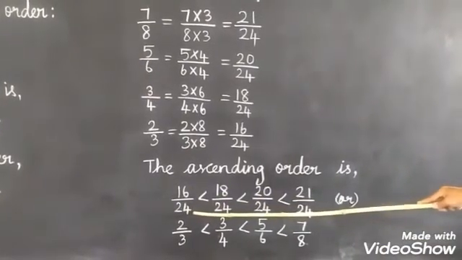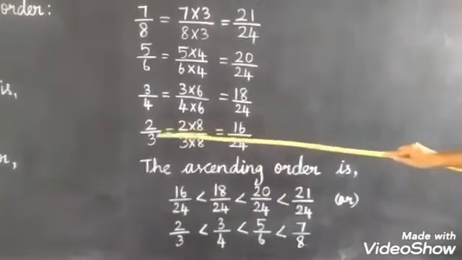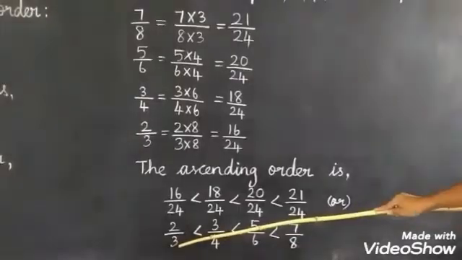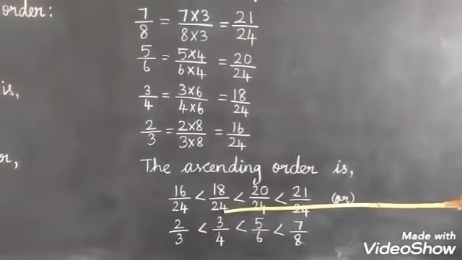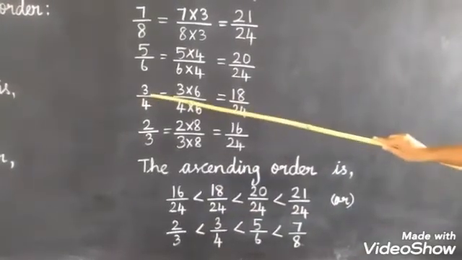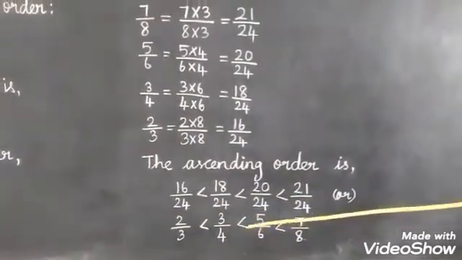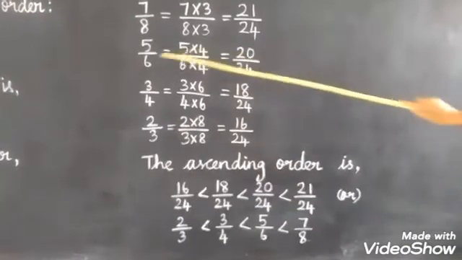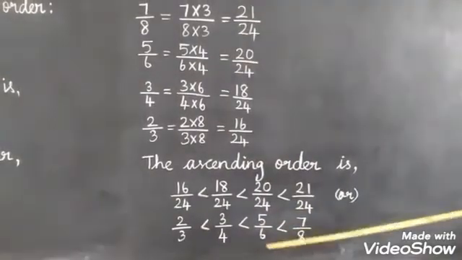For 16 by 24, we have to write the actual fraction, 2 by 3. 2 by 3 is the actual fraction for 16 by 24, so 2 by 3 less than. Then for 18 by 24, the actual fraction is 3 by 4, so 3 by 4 next we want to write. For 20 by 24, the actual fraction is 5 by 6, so 5 by 6 we want to write.